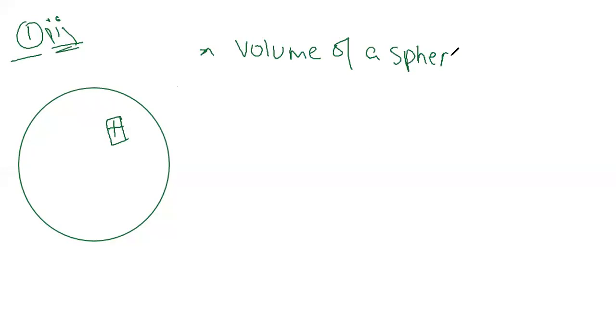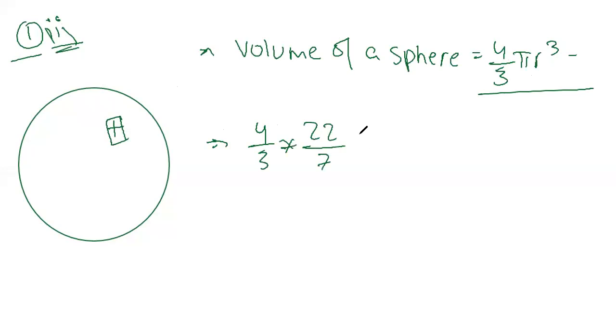We'll write the volume of a sphere, which is equal to 4 upon 3 pi r cube. Don't forget to write the formula, and we shall substitute our values. That is 4 upon 3 into pi, aka 22 by 7, into r cube, where our radius is 0.63. So r cube can be written as 0.63 whole cube, and in long form this can be written as 0.63 into 0.63 into 0.63.